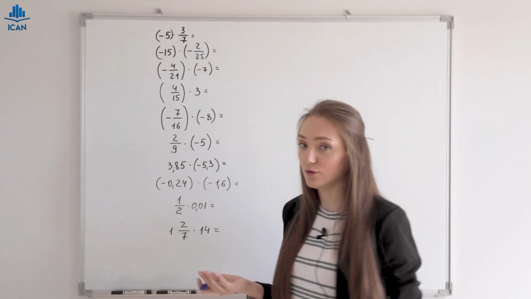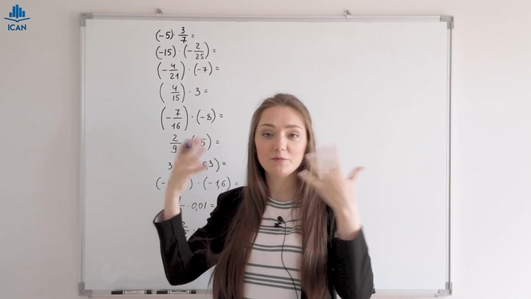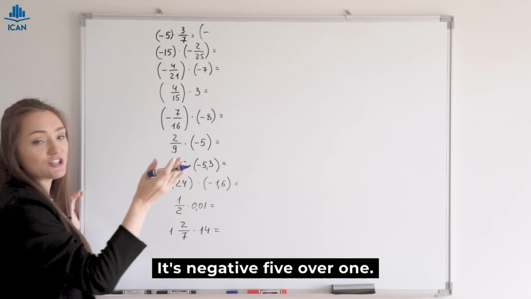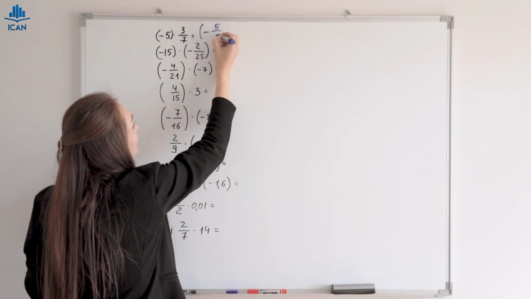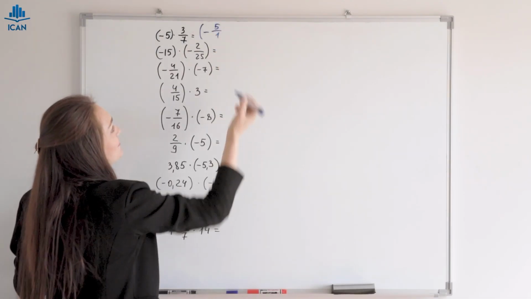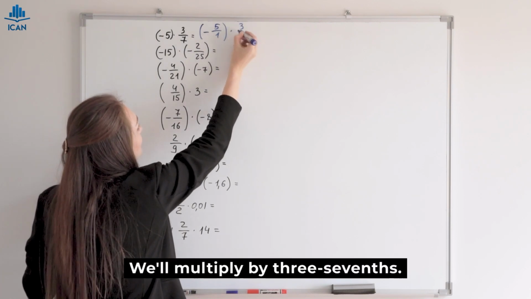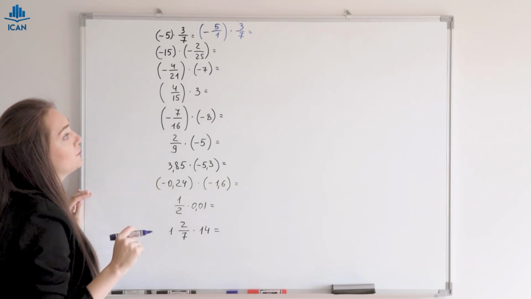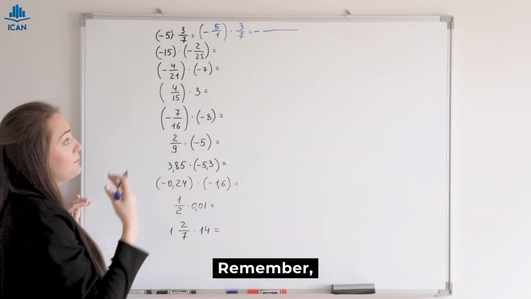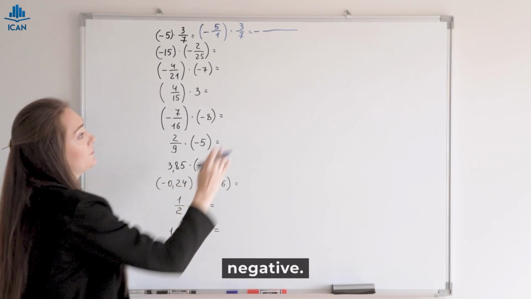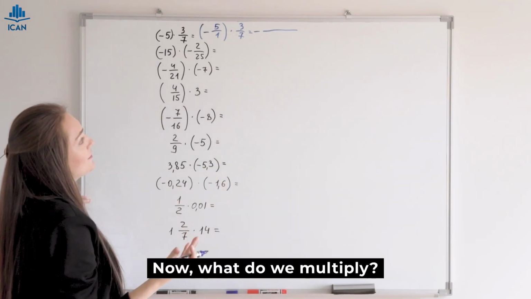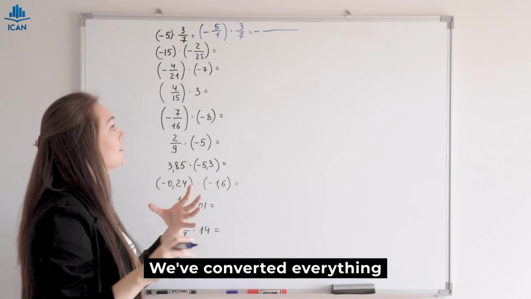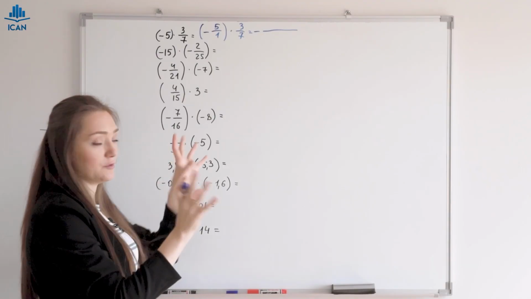What's a whole number? How do we write it as a fraction? It's negative 5 over 1. We'll multiply by 3/7. That's how we write a whole number as a fraction. Remember, negative times positive equals negative. Now, what do we multiply? We've converted everything to regular fractions.